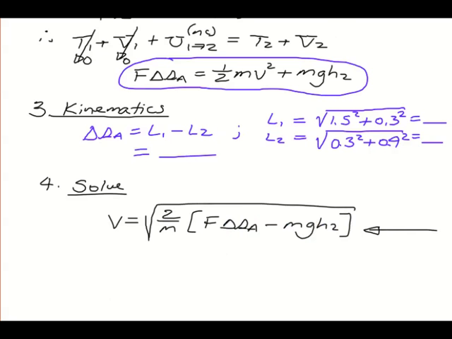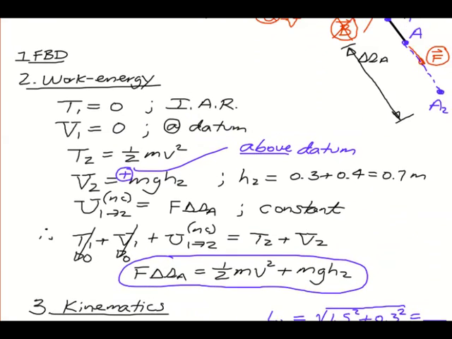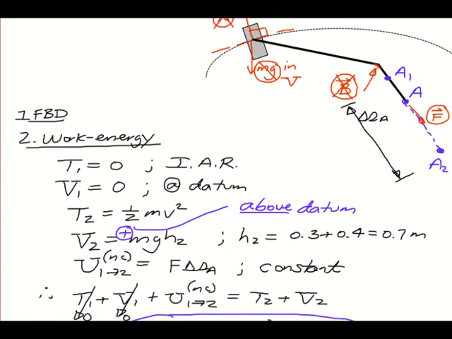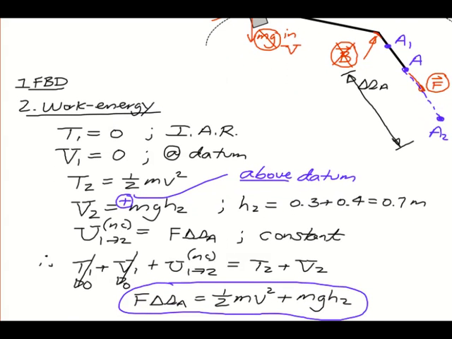Work energy equation, we looked at the forces that are going to do non-conservative work. We look at our FBD and see that the only thing that's going to do non-conservative work is F. Then we write down T1, that's a 0. Starts out from rest. V1, it's at my choice of the datum, so V1 is a 0. T2, 1/2 mv squared. V2 is only due to the increase in potential due to the increase in height.